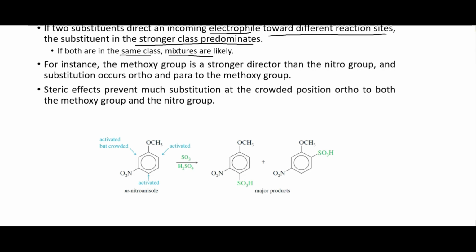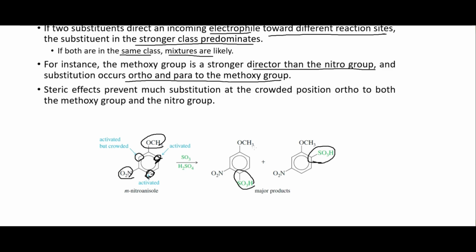So for instance, the methoxy group is a stronger director than the nitro group, and substitution occurs ortho and para to the methoxy group. So if we have our methoxy group right here, then a nitro group right here, what we're going to do is add onto probably this carbon and this carbon, because this one right here is going to be sterically hindered. So this carbon right here and this carbon right here are going to be the most activated. So our major products are going to be adding it right there or adding it right there.